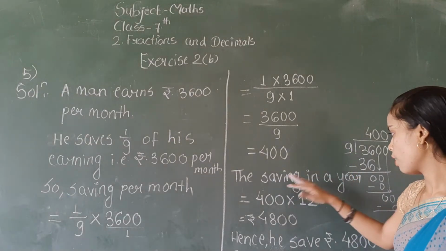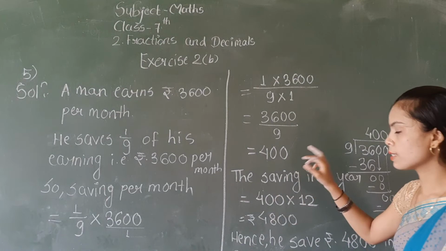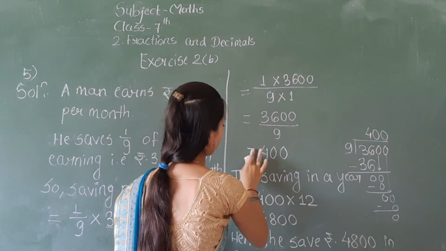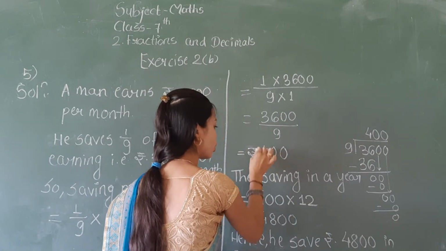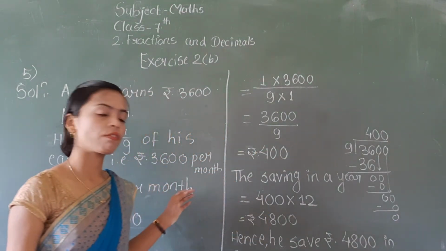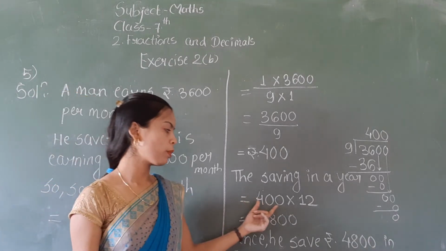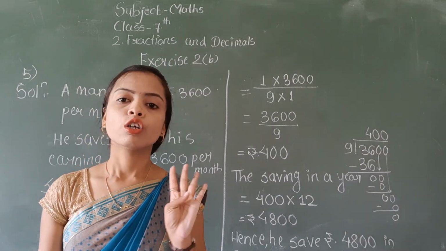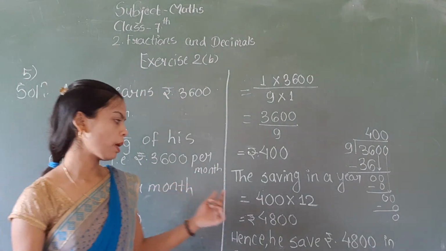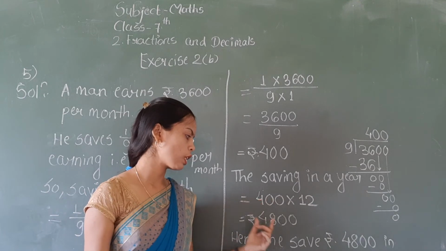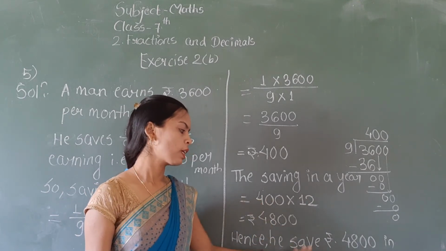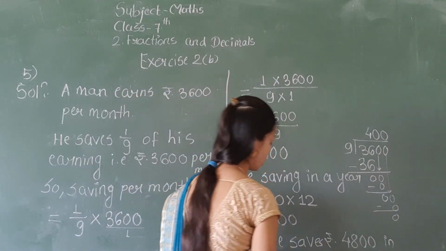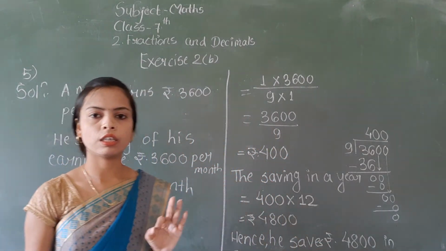So the saving in a year is equal to, since the 400 is a saving per month, if we have to find out the saving in a year, we multiply the 400 by 12. Why do we multiply it by 12? Because there are 12 months in a year. So our answer is rupees 4800. Hence he saves rupees 4800 in a year.